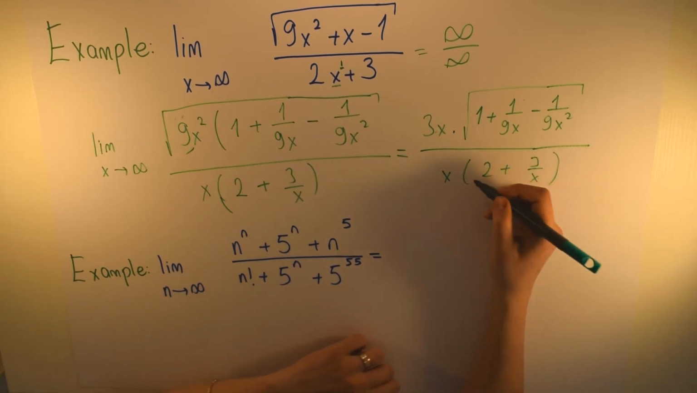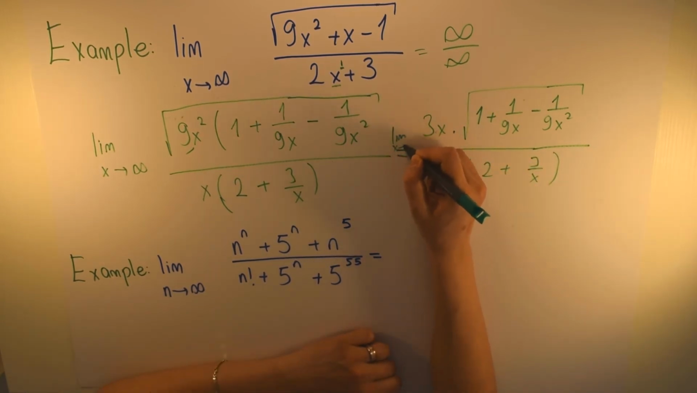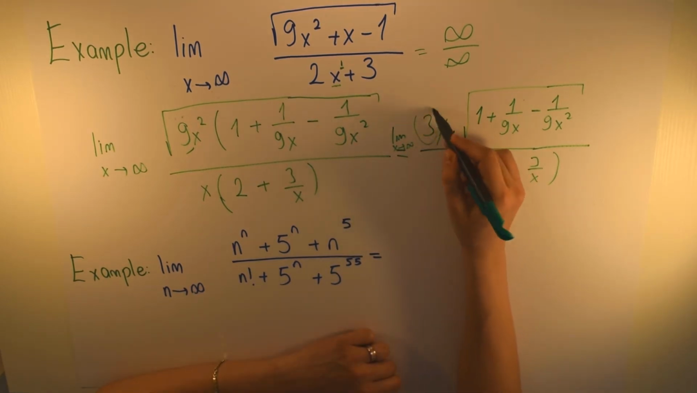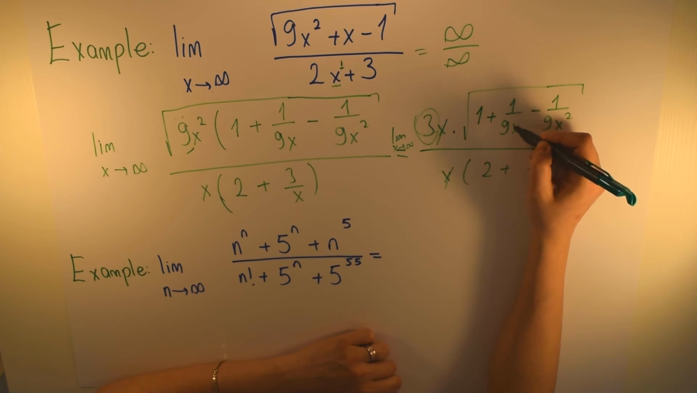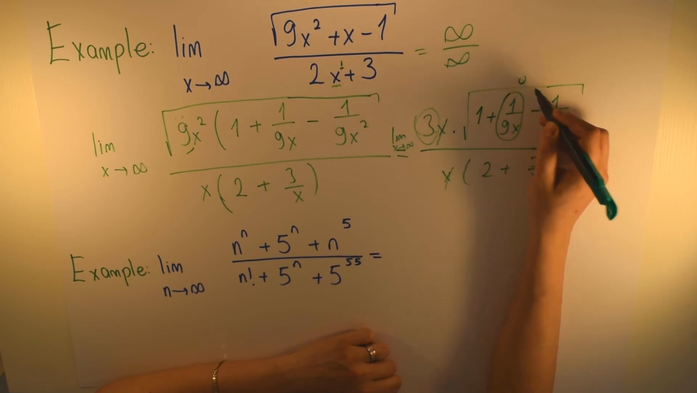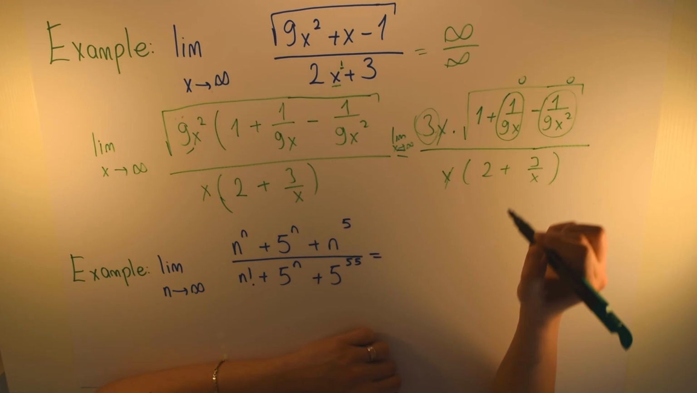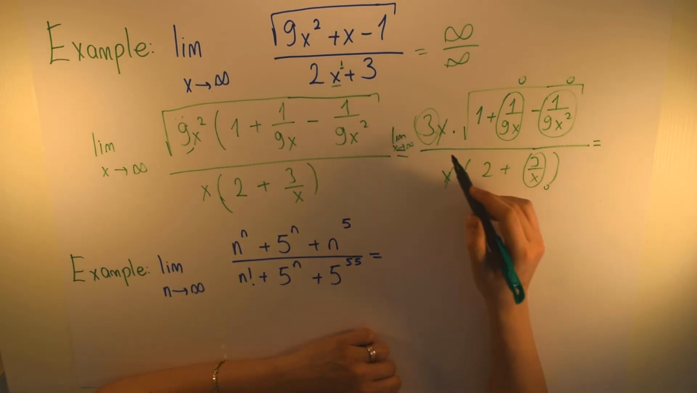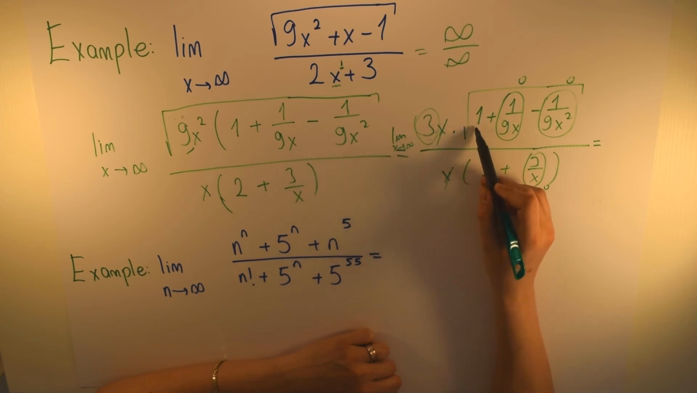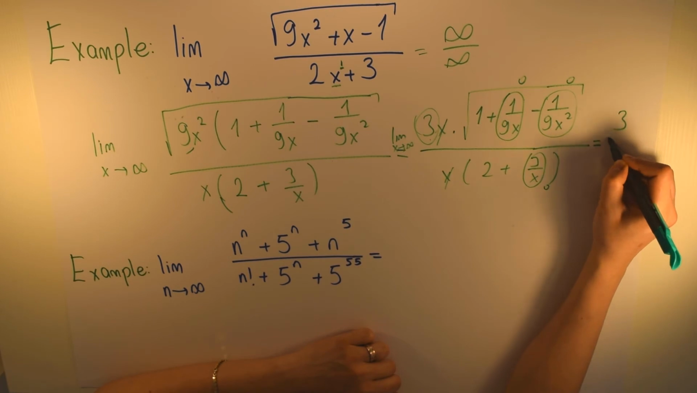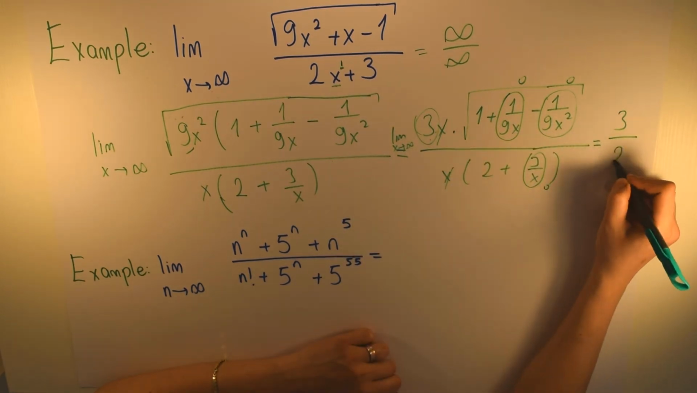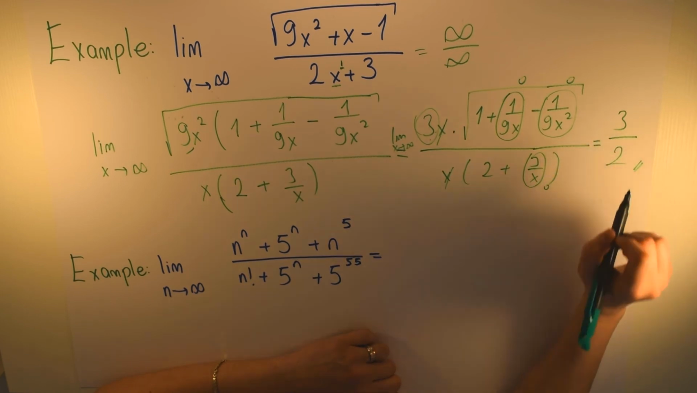Now of course limit as x approaches infinity. These x cancel out each other. We have 3 here, and 1 over infinity is equal to 0, 1 over infinity is equal to 0, 3 over infinity is also equal to 0. So we have 3 times the square root of 1, which is equal to 1, over 2 plus 0, which is equal to 2. So our answer is 3 over 2.